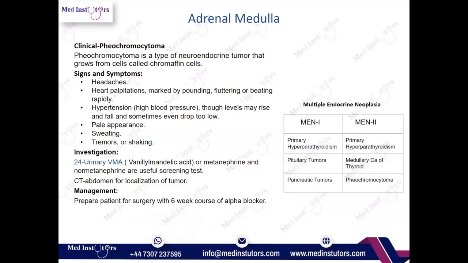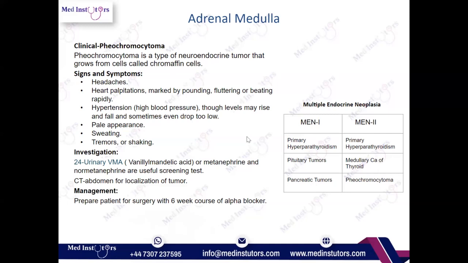Sweating, tremors, or shaking. For investigations, we go for 24-hour urinary vanillylmandelic acid, metanephrine, or normetanephrine. These are the screening methods. And in order to localize the tumor, we go for a CT abdomen. Management: in the exam, they would not ask you about the management of pheochromocytoma, but I have added this for your information. The definitive treatment is surgery. Before we go for surgery, we give the patient a 6 weeks course of alpha blocker in order to control those overstimulated sympathetic symptoms.